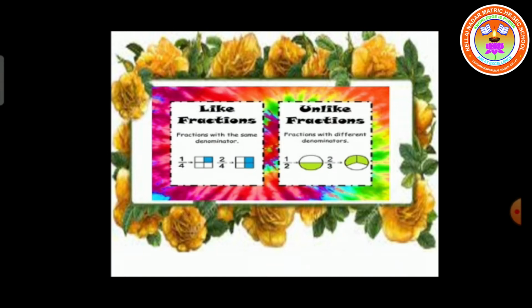Is it clear? Then see your right hand side. Unlike fractions are just the opposite of like fractions. Unlike fractions are fractions with different denominators. See here the example, 1 by 2 and 2 by 3. So totally it is different. Is it clear? Now you have understood like fractions and unlike fractions.